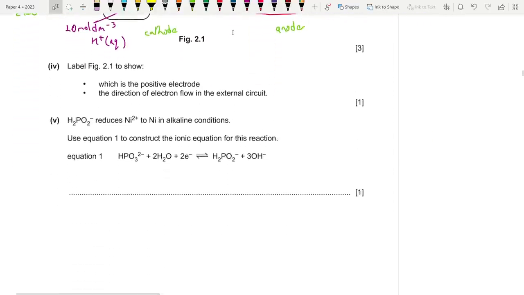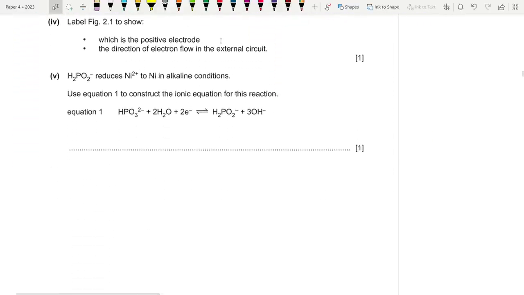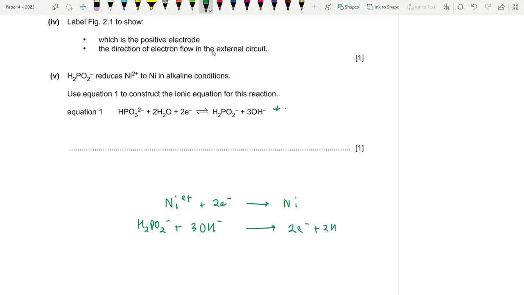Okay, H2PO2 minus reduces Ni2 plus to nickel in alkaline conditions. Use equation 1 to construct the ionic equation for this reaction. Okay, so basically what happens, Ni2 plus is reduced to form nickel solid in alkaline conditions. So this will clearly be oxidized. So let's write down the equation. H2PO2 minus plus 3OH minus is oxidized to form 2H2O plus HPO3 2 minus.